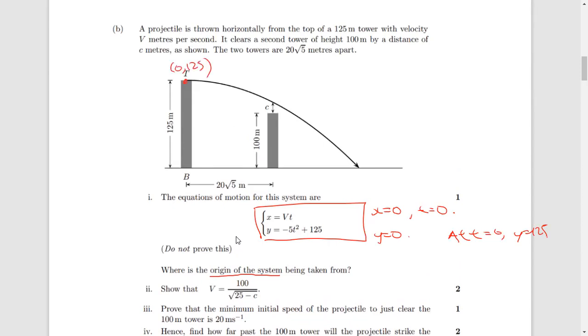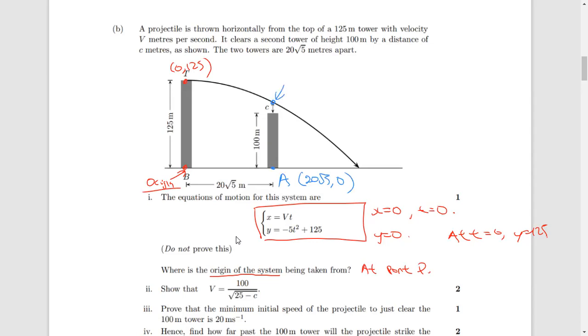Of course, think of it like a Cartesian plane. If that's 0, 125, then the origin is 125 below. So over here is the origin, which means the origin is at point B. Of course, if you think about it, if point B is 0, 0, then point T will be 0, 125. This point on the tower, which we might call, well, I said second tower, so let's call that A. This will be 20 root 5, 0.